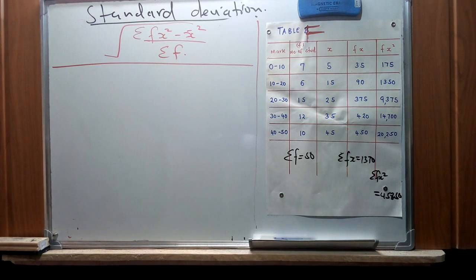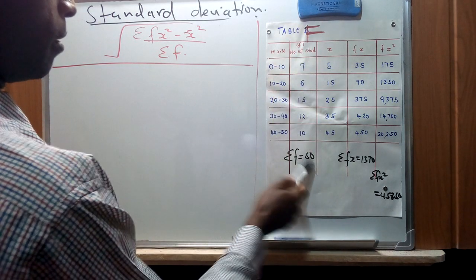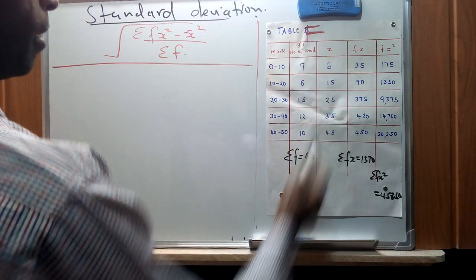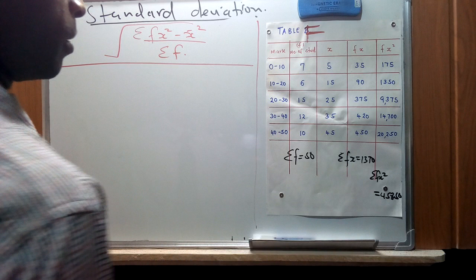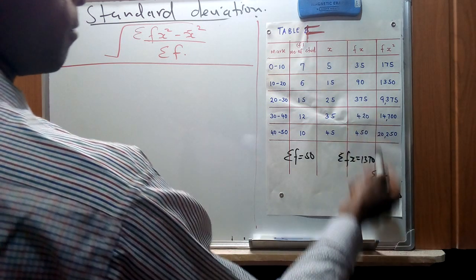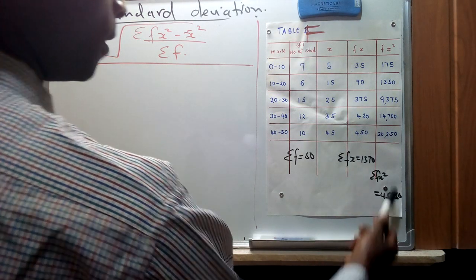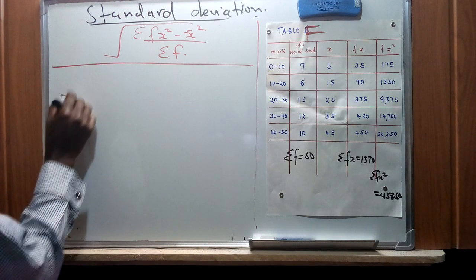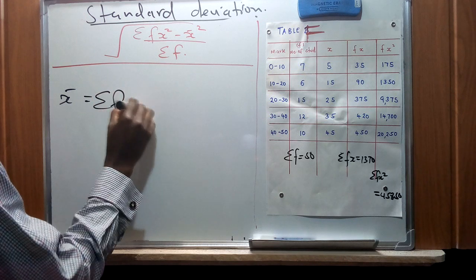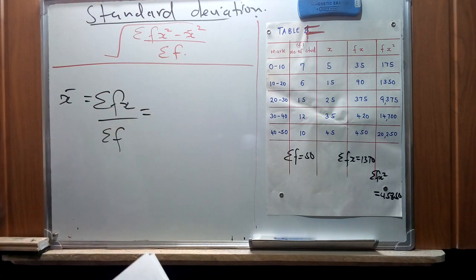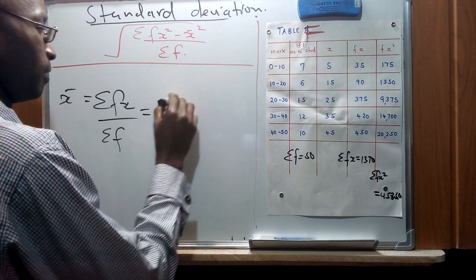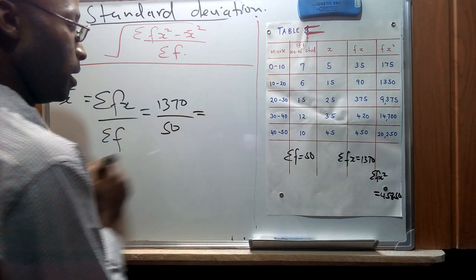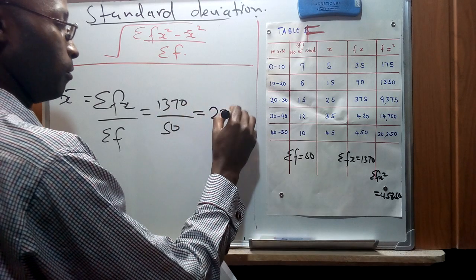So in this case, the summation for the total frequency, the number of students, is 50, and then we find that the product of the frequency times the marks scored, summation of fx, is 1370, and the summation for fx squared is 45,850. Therefore, for us to find the mean, we say that the mean is given as the summation of fx over the summation of f, which is going to give us 1370 divided by 50. So the mean, our x bar, is going to be 27.4.